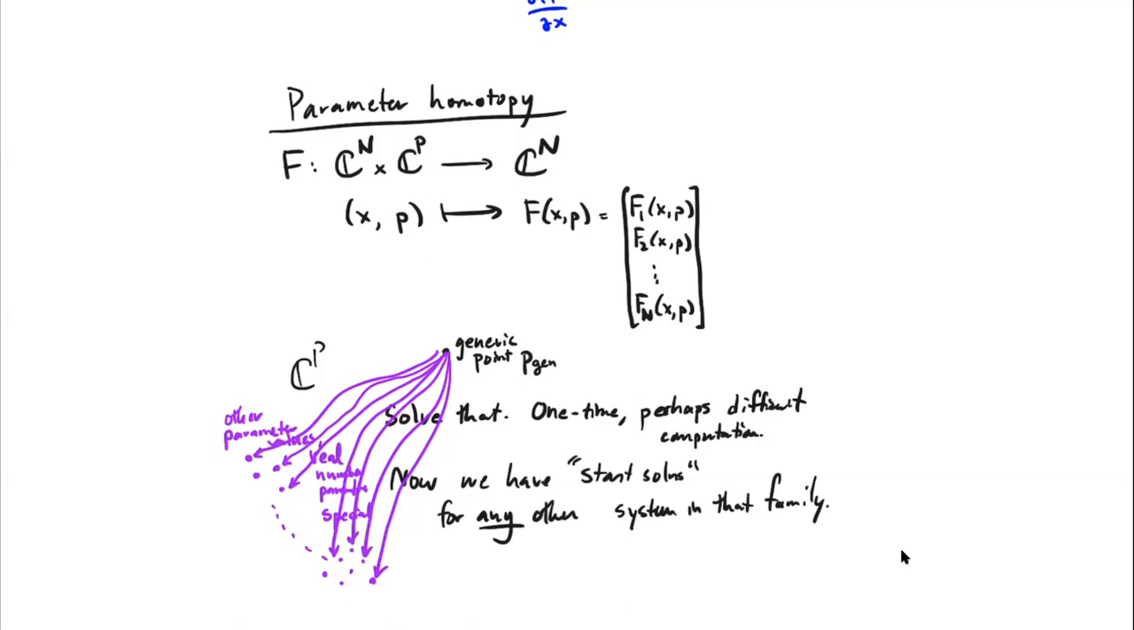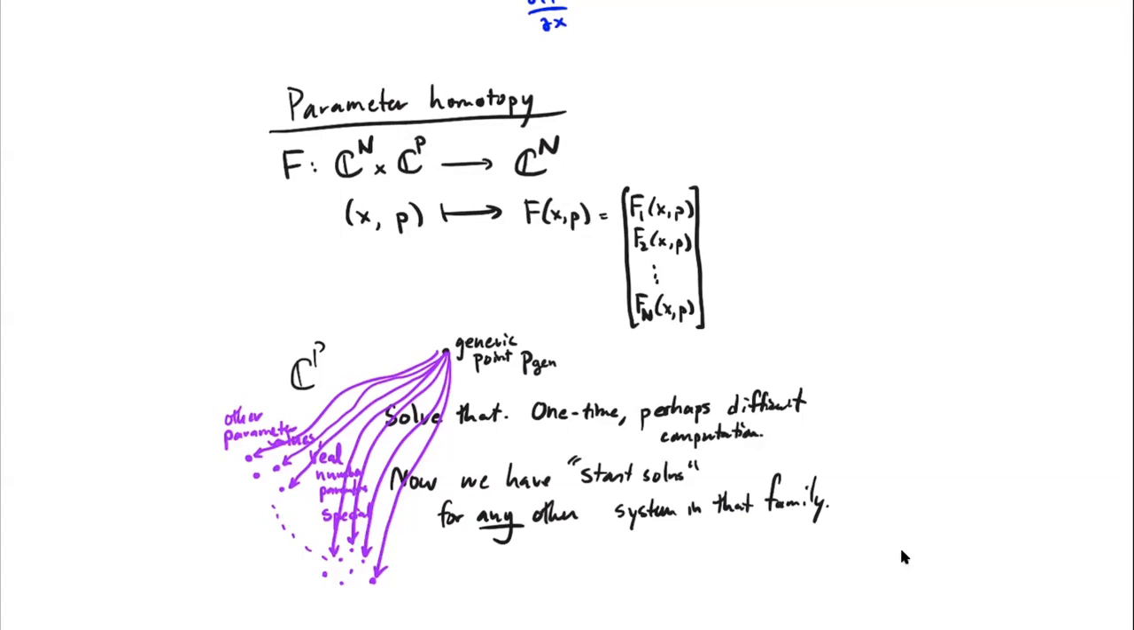Alex, you mentioned that this is much faster. Yes. And you said one of the reasons why it's faster is because you track fewer paths. Mm-hmm. Why are there fewer paths to track for the solutions?